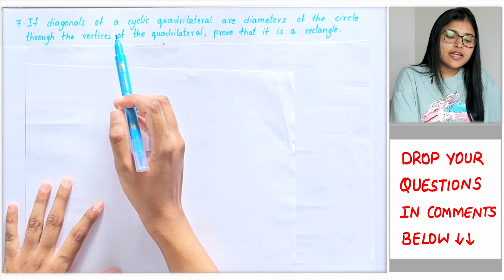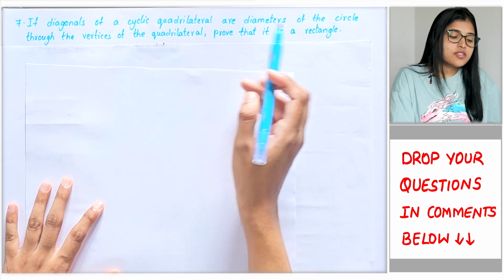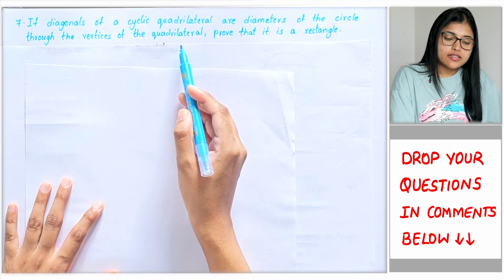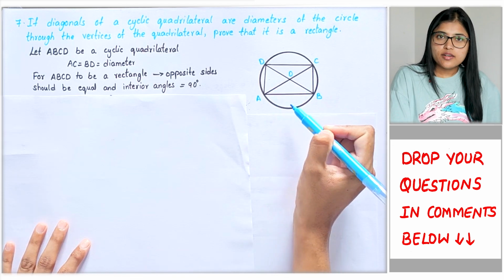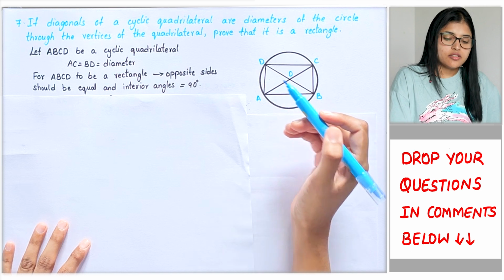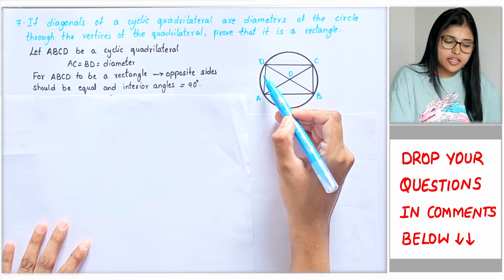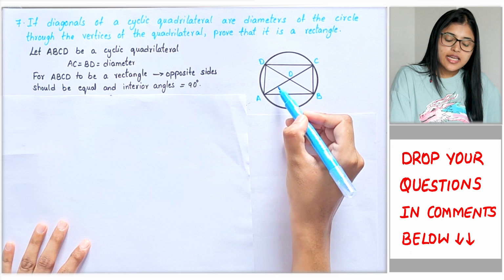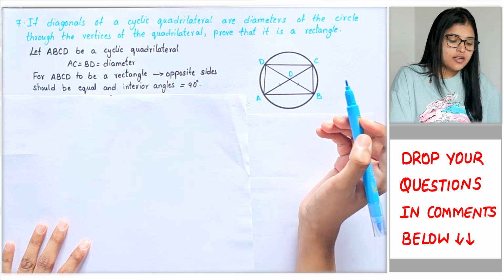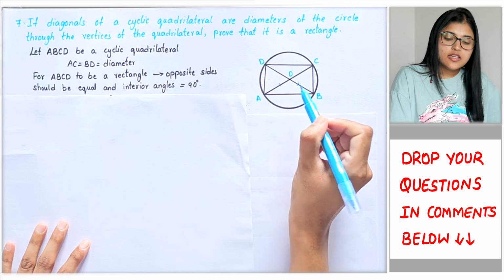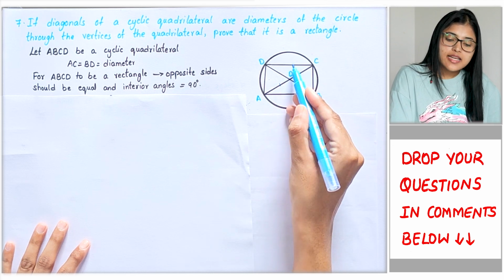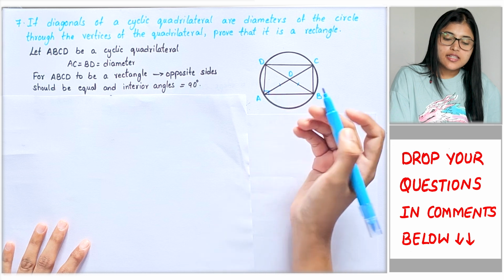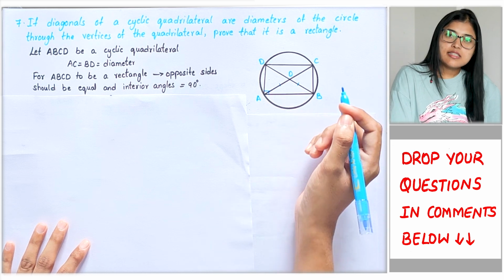If diagonals of a cyclic quadrilateral are diameters of the circle through the vertices of the quadrilateral, prove that it is a rectangle. Let us start by constructing a cyclic quadrilateral as explained in the question. So let ABCD be the cyclic quadrilateral, and we know that AC equals BD because these are the diameters of the circle. Now for ABCD to be proven as a rectangle, we need to prove that opposite sides are equal and all the interior angles are 90 degrees. Let's see how to do that.